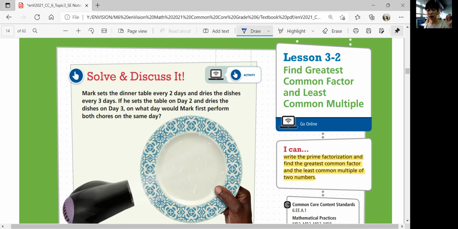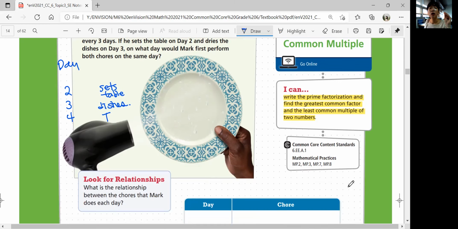If he sets the table on day 2, so you can say day 2, he sets the table and dries the dishes. Okay, what day would Mark first perform both chores on the same day, right? So sets the table, he does it every other day. So let's write T for table. Okay, 4th day, he will set the table. Dishes, he will not dry the dishes until the next 3rd day, right? So the 6th day, he will do the dishes.